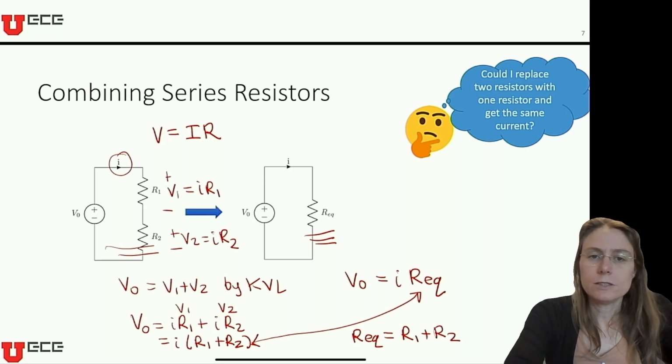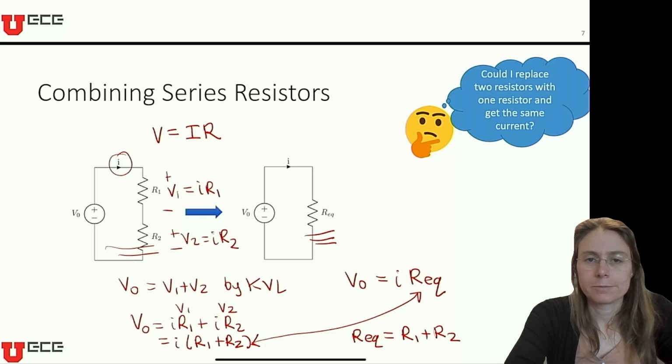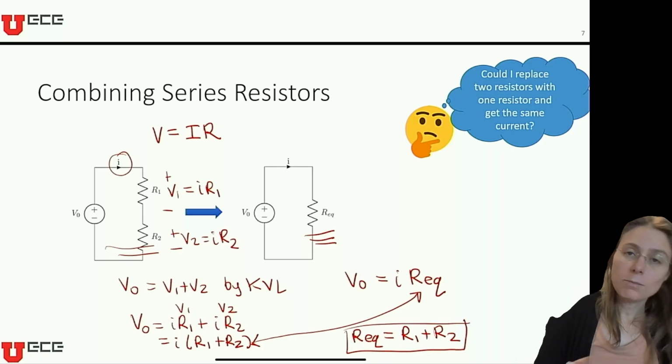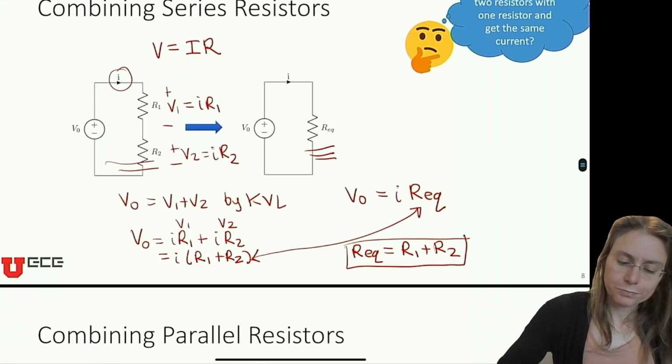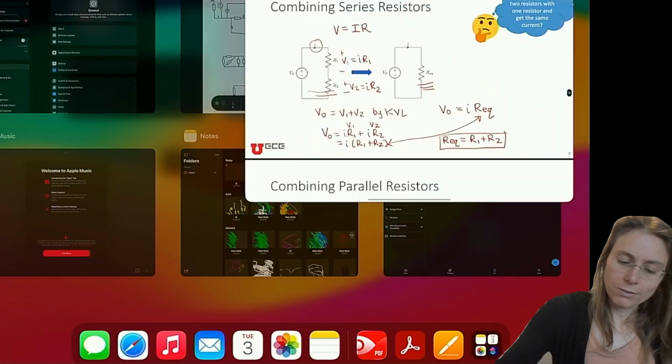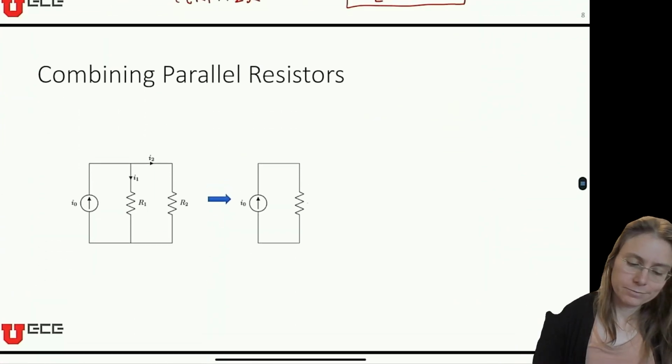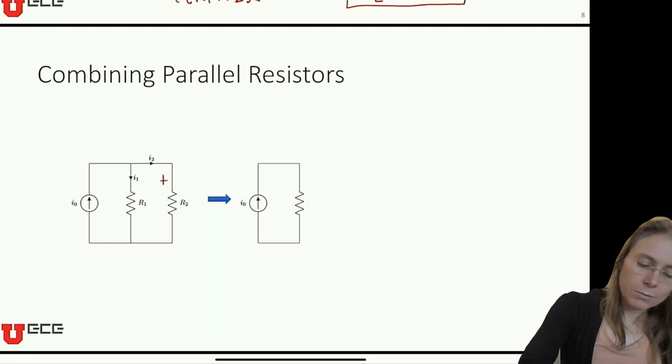So for resistors in series, their resistances add, and I can replace them with a single resistor with an equivalent resistance, which is the sum of their resistances. Now, we're going to do the same thing for resistors in parallel. Okay, so resistors in parallel share the same voltage.